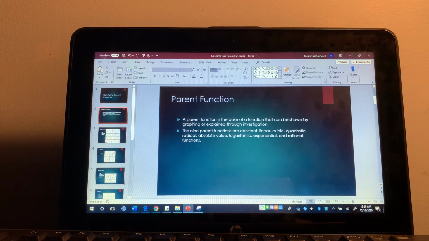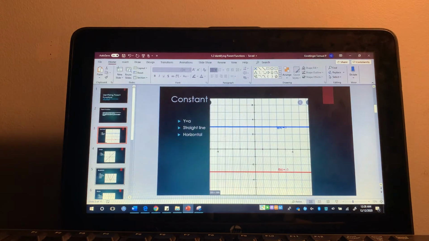All the functions and equations that you'll learn about in Algebra 2 will come from one of these parent functions. There are 9 of them. They are constant, linear, cubic, quadratic, radical, absolute value, logarithmic, exponential, and rational functions. So let's go to the first one, constant.